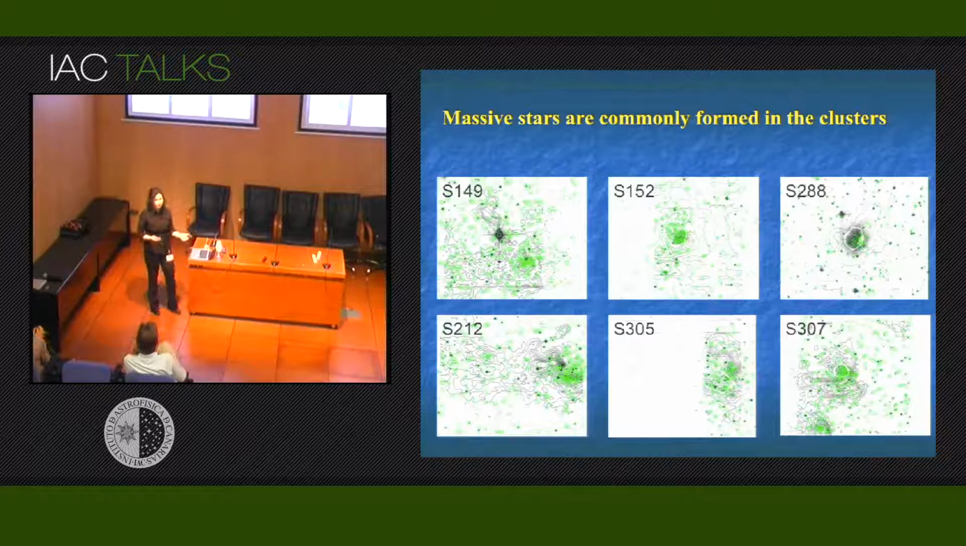We have found a protostellar outflow where we didn't expect to see that. We have seen that star formation has been triggered in layers collected around the H II region.